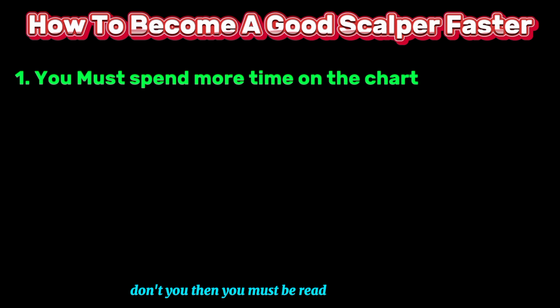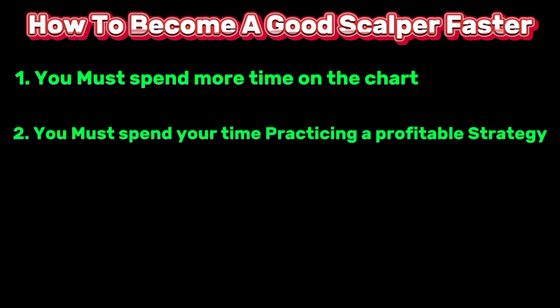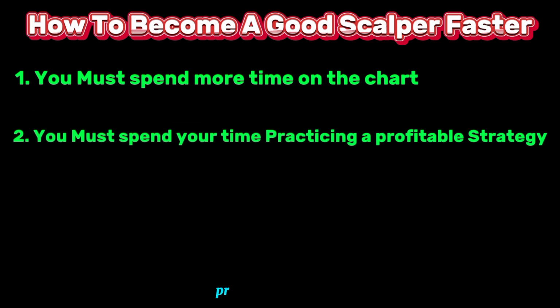Then you must be ready to pay the price, else it will take you more time to unlock the door of profits. If you snooze, you lose. Number 2. You must spend your time practicing a profitable strategy. So if you have been breathing oxygen for a very long time, you must have understood that spending a lot of time just doing things that are not profitable is a total waste of time. So you must spend your time wisely on backtesting and practicing a profitable strategy.